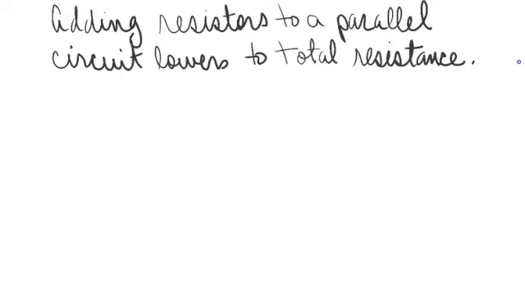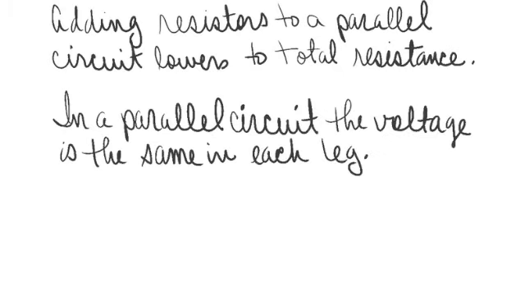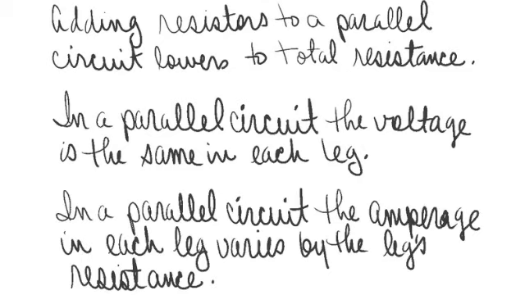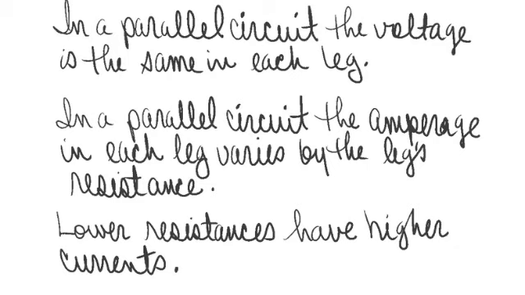Now, adding resistors to a parallel circuit lowers the total resistance. And in a parallel circuit, the voltage is the same in each and every leg. However, in a parallel circuit, the amperage in each leg varies by the resistance. The lower the resistance, the higher the current. Electrons like to flow through the leg with the least amount of resistance.